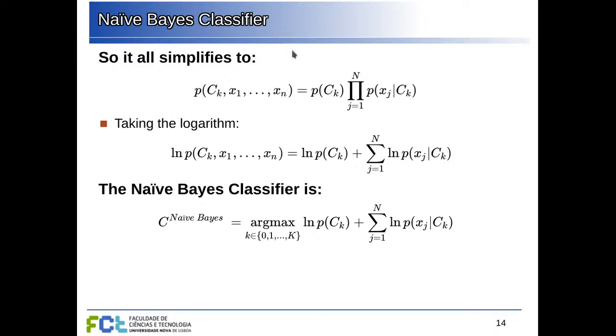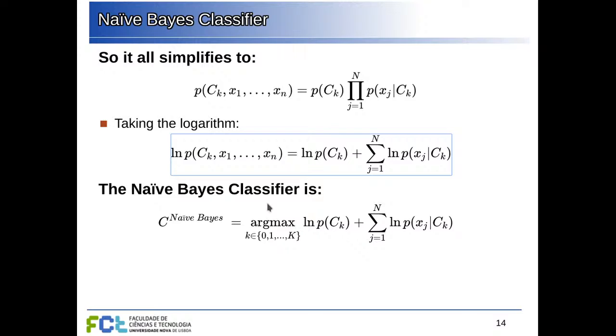In practice, we don't do this with products because these probabilities tend to be very small, and then we get underflow in the computations. But we can compute the logarithm of this and just add the logarithms. So add the logarithm of the prior probability and the logarithms of the probabilities of the features given that class.